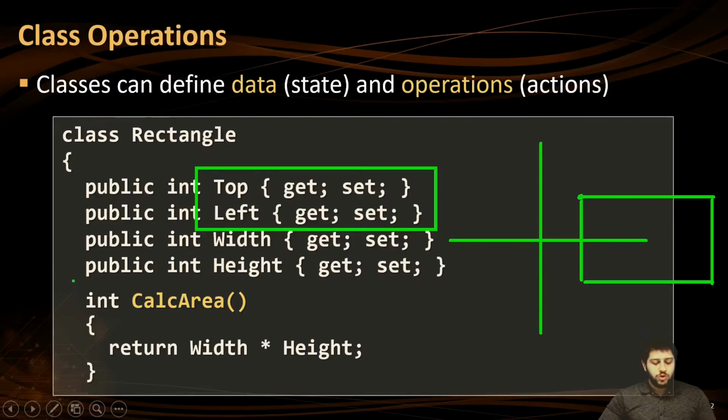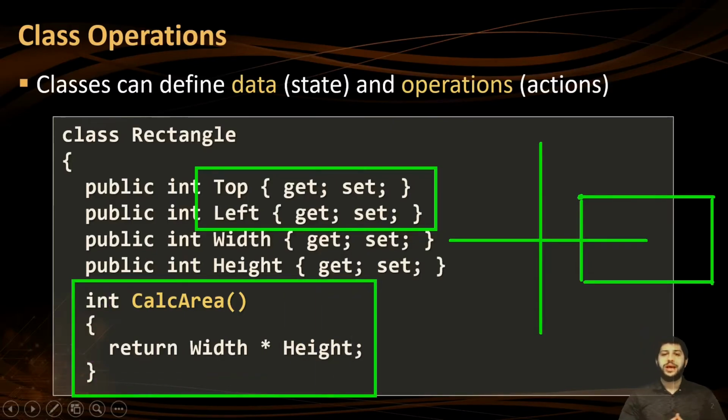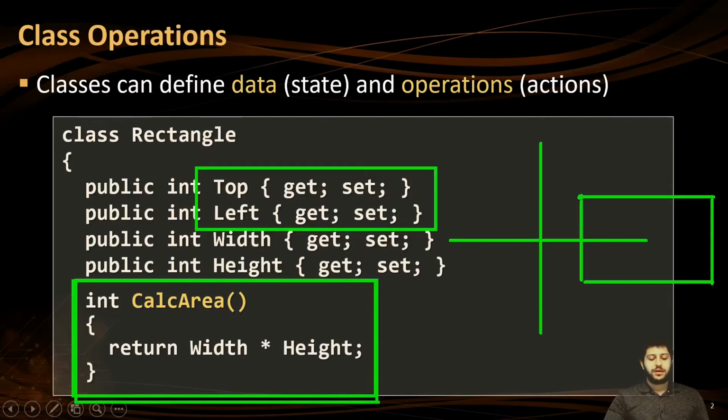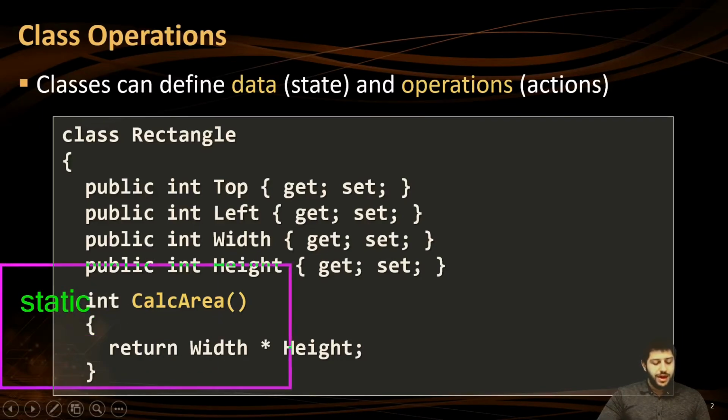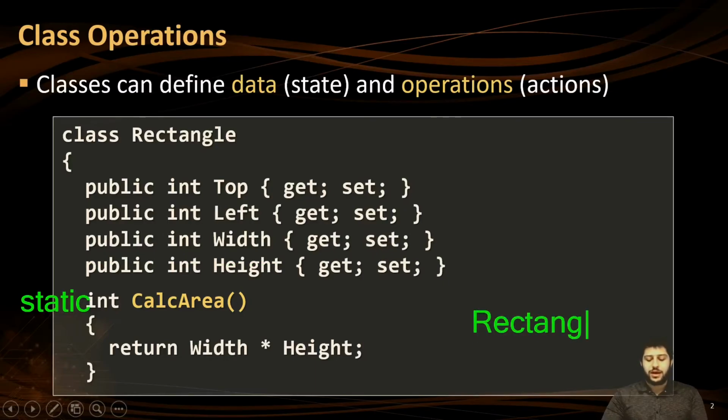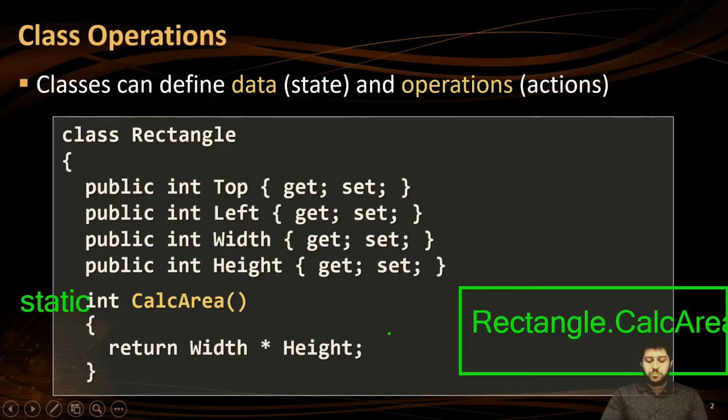Now, what we also have here, which up until now we didn't really know about, is something like an operation. It's a method, or just a non-static member of this class. And let's see what this actually means. As we know, static members of classes, if we have the word static here, this will mean that we can say rectangle.calcArea.